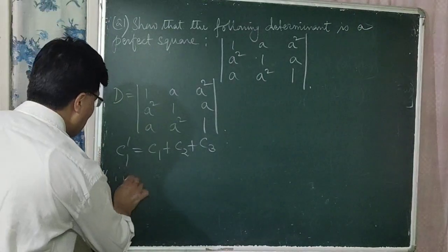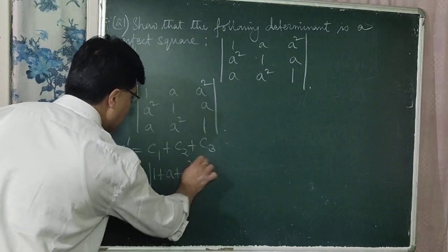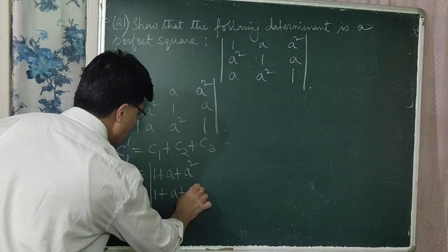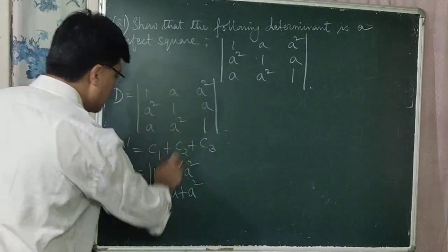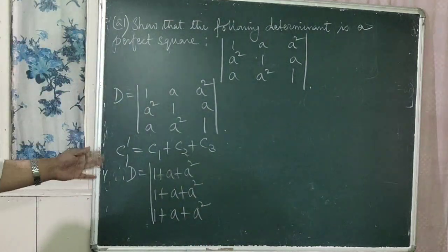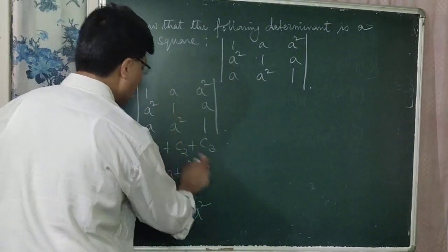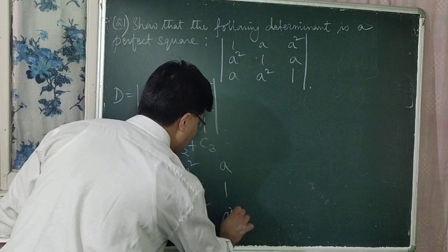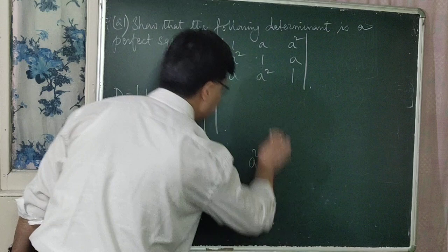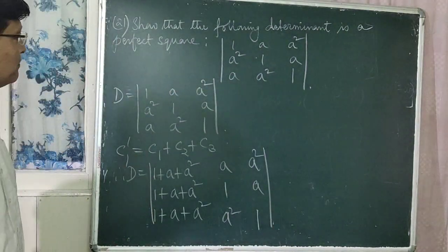So this D becomes now, D is equal to, what is the new first column? 1 plus A square. Then second element, 1 plus A square. Third element, 1 plus A square, right? This is the new first column. What is the second column? Second column remains same. That is A, 1, A square. What is the third column? Remains same. A square, A, 1. Right? So this is the simplified determinant. Okay?